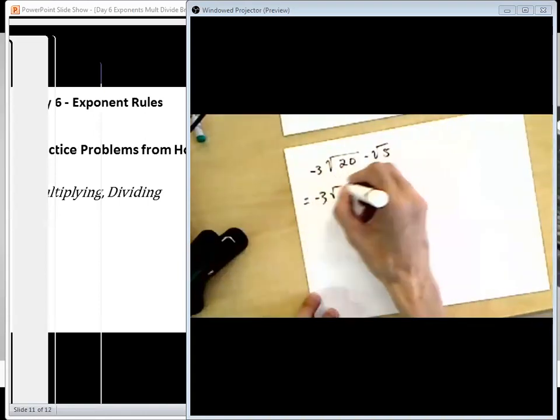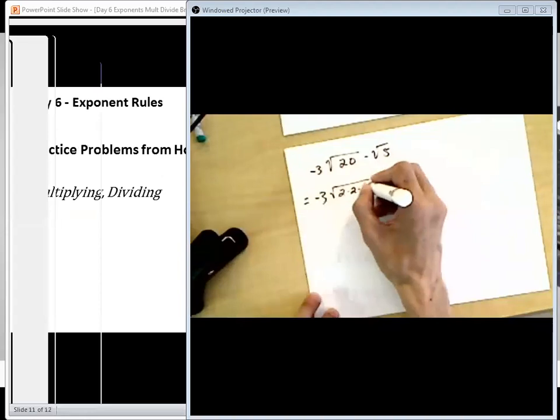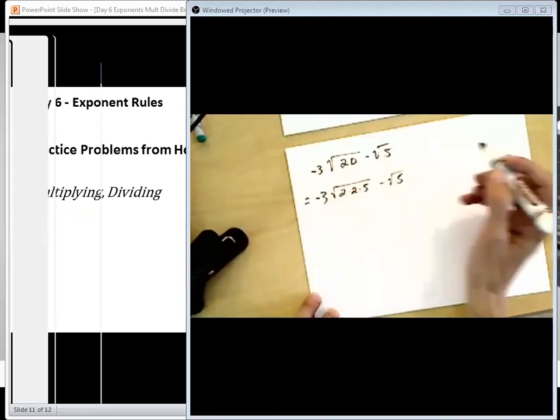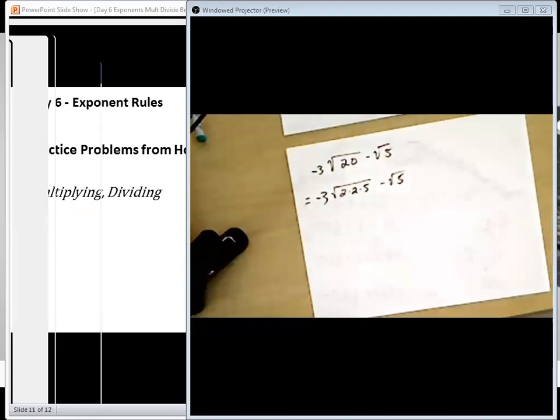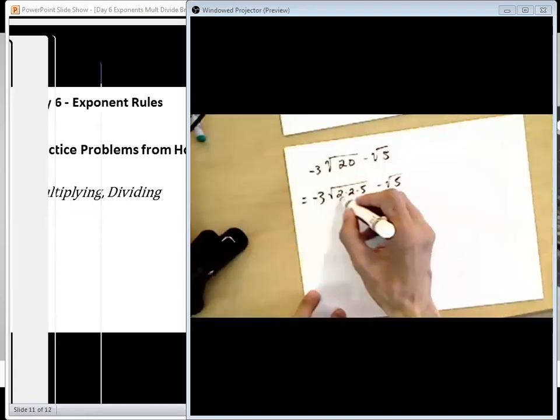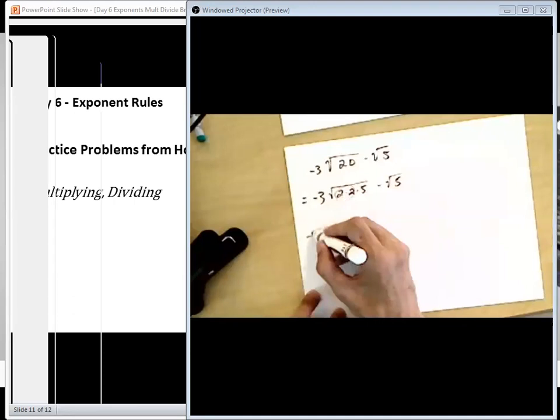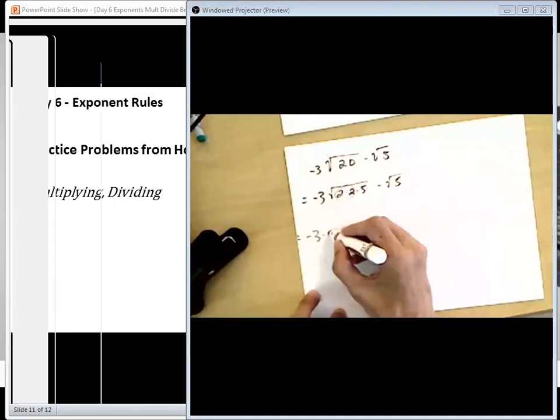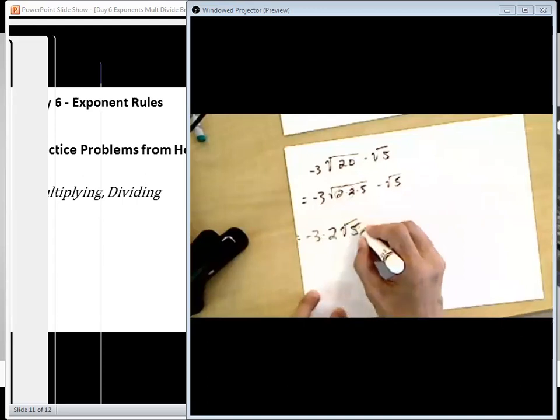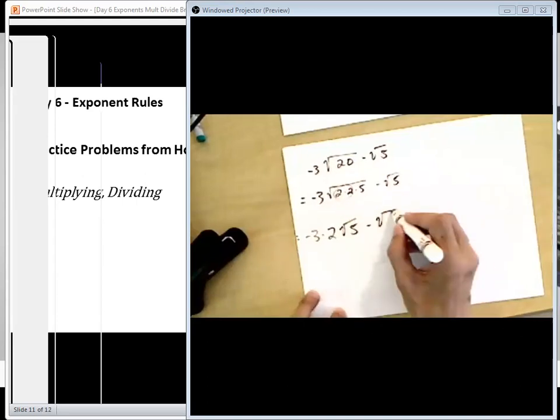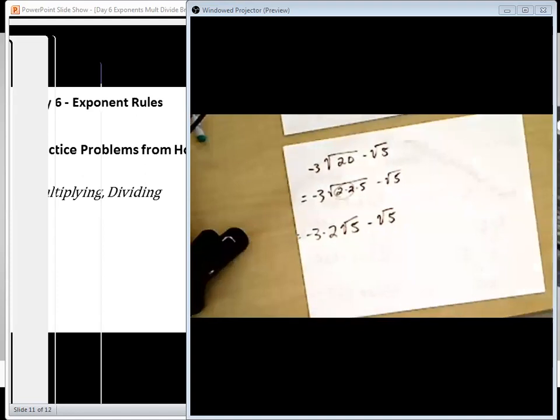-3, 2, 2, 5, and then minus √5 like that, right? Beautiful. These 2 go out. -3 times 2. Left with √5, subtract √5. Okay. What happens up here? The 3 and the 2. 6. With that negative in front, that makes it -6.